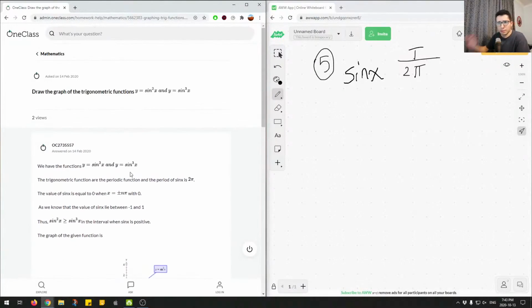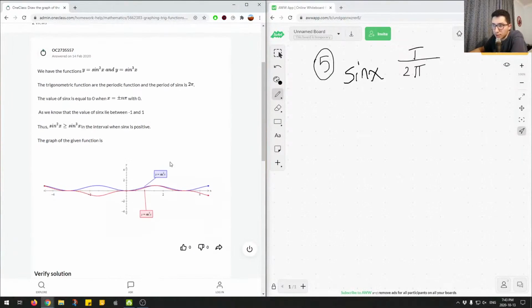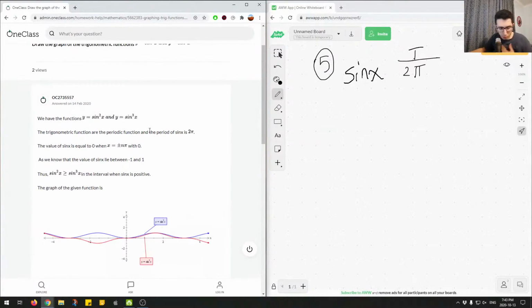One way to plot these two functions is to just substitute values, let's say 1, 2, 3, 4, and so on, and just draw dots. You can also cut it down even further. This is the simplest way to go about drawing the graphs. You can also plot it using a graphing calculator, or as they did here, use an online website to graph them. So we'll try to explain what sine squared x and sine cubed x look like.